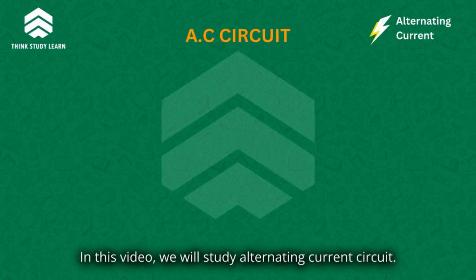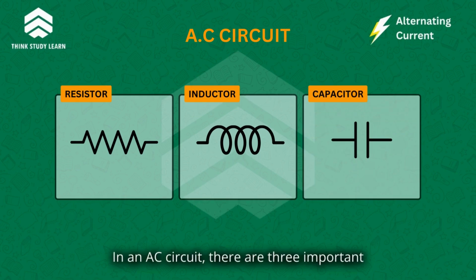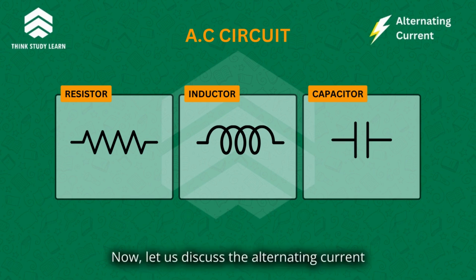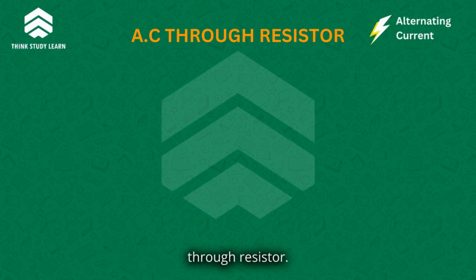In this video, we will study alternating current circuit. In an AC circuit, there are three important components which include resistor, inductor and a capacitor. Now let's discuss the alternating current through resistor.